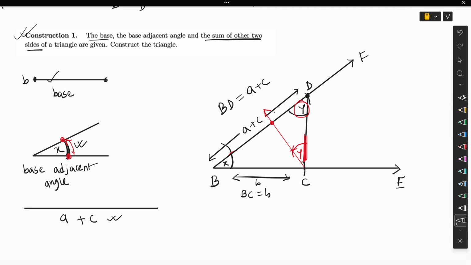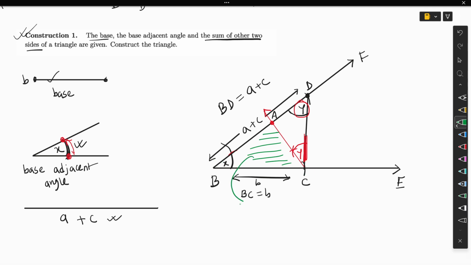Let's say this point is A. Clear? So the triangle we are getting here, ABC, this ABC triangle, A, B and C, is our desired triangle.